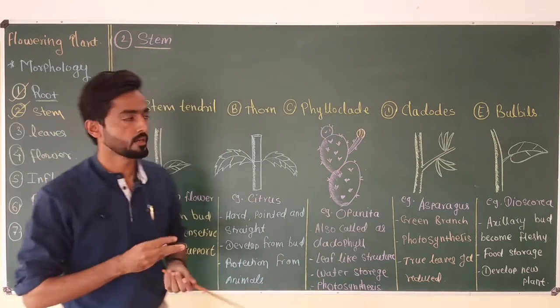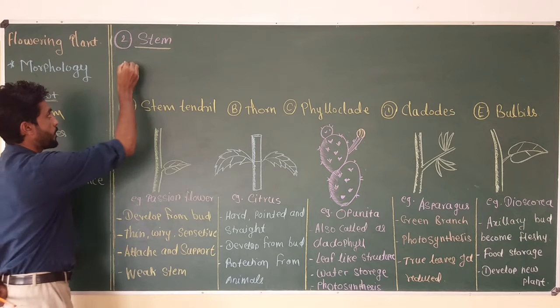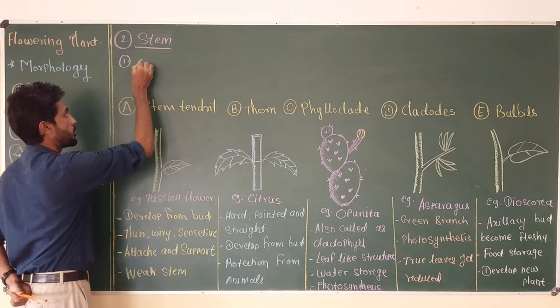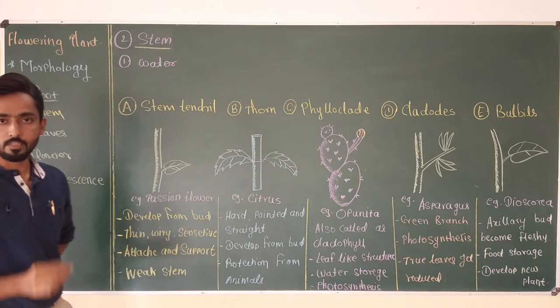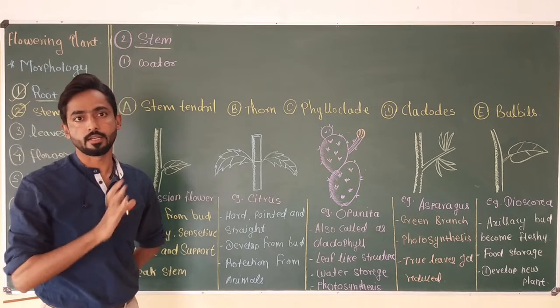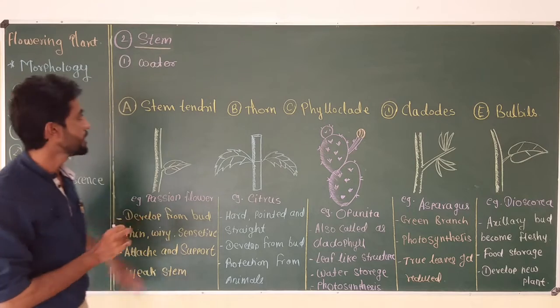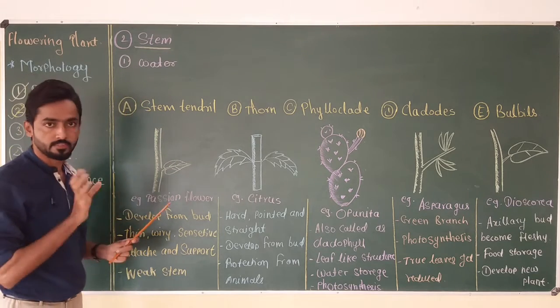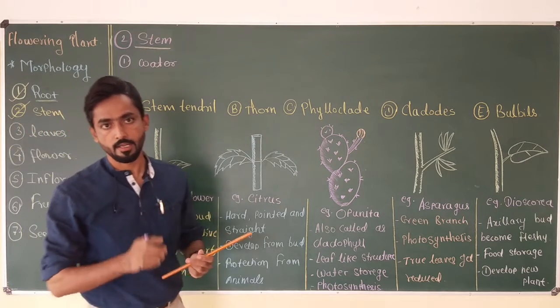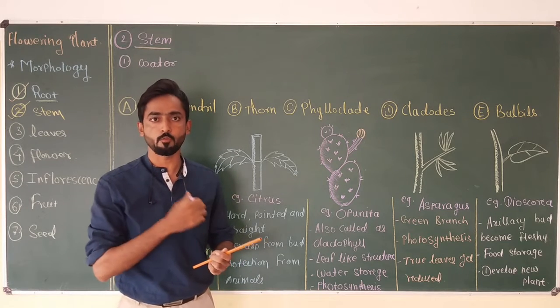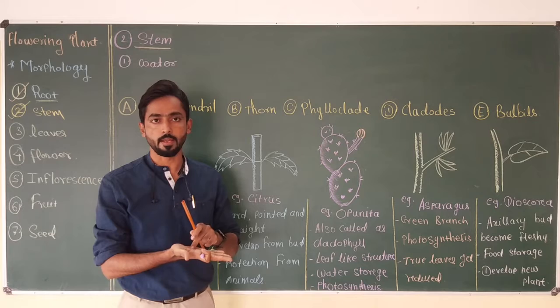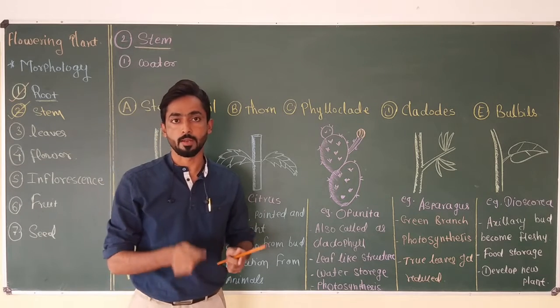Okay, the functions are, number one, the stem performs conduction of the water and minerals which are absorbed by the root system from base to the entire plant body. So this is the primary and most important function of the stem in the flowering plant. The stem is solely responsible for the conduction of the absorbed water and minerals from the base of the plant to the different organs of the plant system.